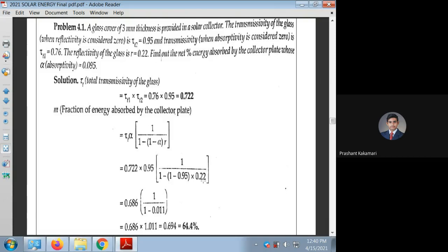Into reflectivity index 0.2 is given. Finally, we can get the answer as 0.694. So in percentage, if I write the amount of energy falling on the absorber plate, how much energy it can absorb from the solar radiation, 69.4. Okay, so there is a printing mistake in this entire solution. So you check with this value as well as 0.95 values and write it in percentage.